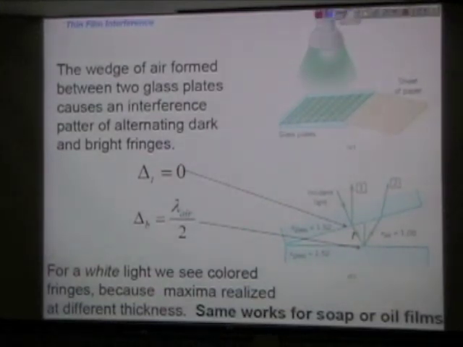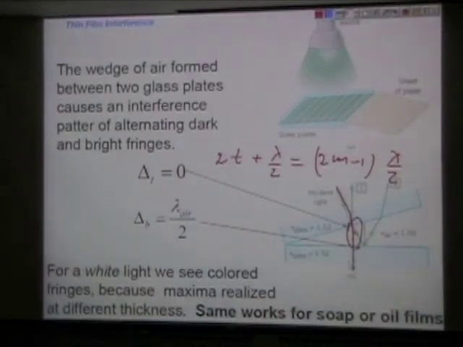So 2t plus a half of wavelength is supposed to equal (2m minus 1) times a half of wavelength. If we want this particular light at that particular place to travel through, if we don't want this particular light at that particular place getting reflected back. Well, let's work it out. 2m lambda over 2 minus lambda over 2. And we want to solve for the thickness.